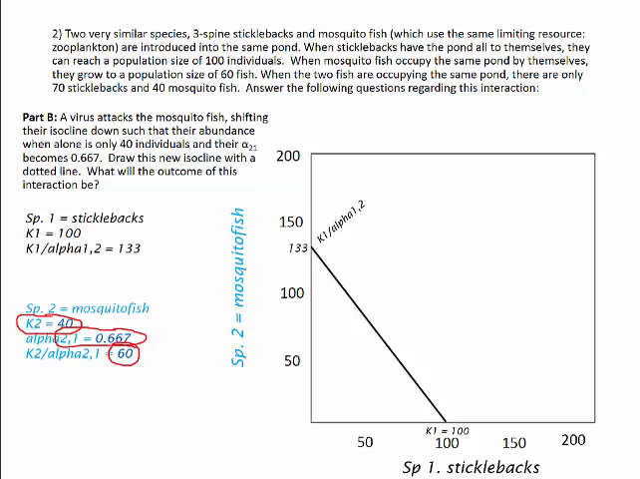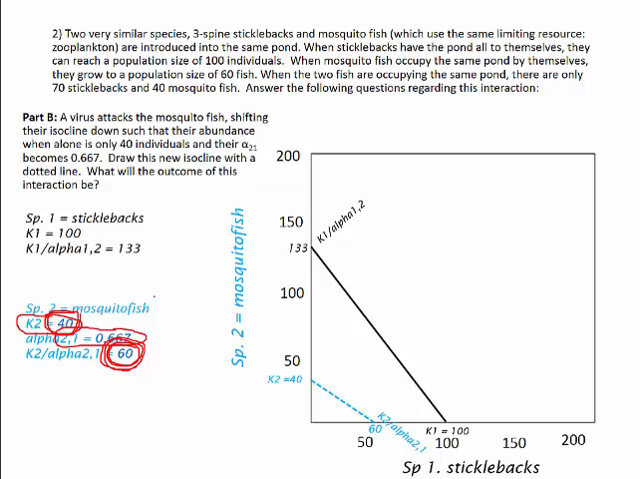So now we have everything we need for plotting the isocline for species 2. We've got the K2 divided by alpha 2,1, and we've got, of course, K2, which is 40. So what is that going to look like? So there's our K2 for the mosquito fish at 40, and there's our isocline plotting over it with a K2 divided by alpha 2,1 at 60 on the x-axis.